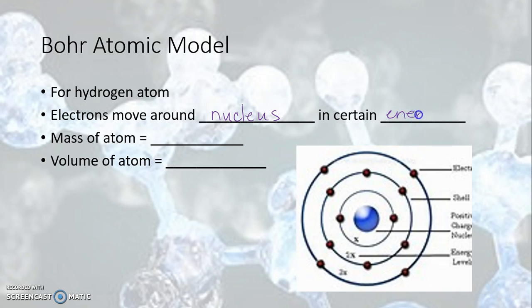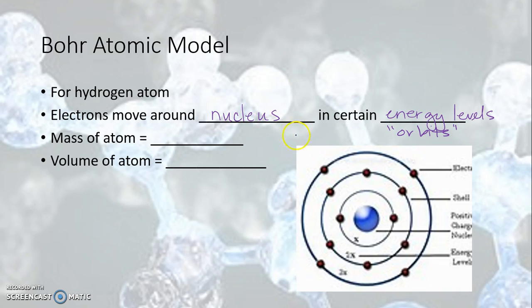Okay. They go around the nucleus, they kind of orbit around the nucleus in energy levels, and he actually called them orbits. Like the planets go around the sun. The planets orbit the sun, right? The moon orbits the earth. Well, that's what he said that the electrons were doing. They were orbiting around the nucleus.